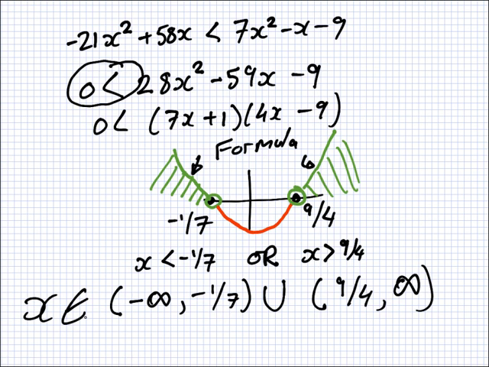By the way, if this problem was less than 0, if it was negative, what would the answer be? It'd be the red region, which you would say x must be between minus 1 over 7 and 9 over 4. In between.